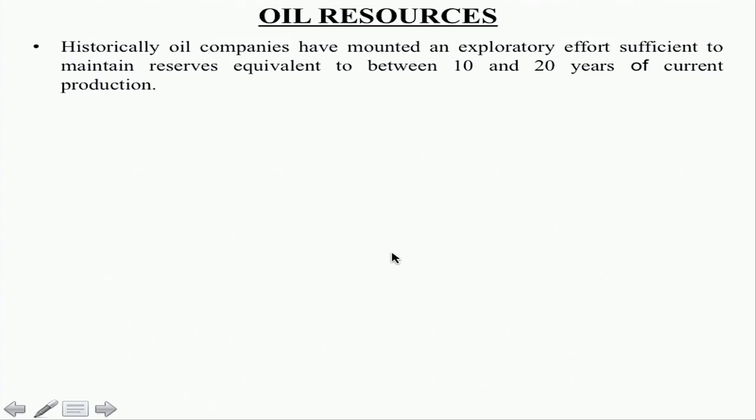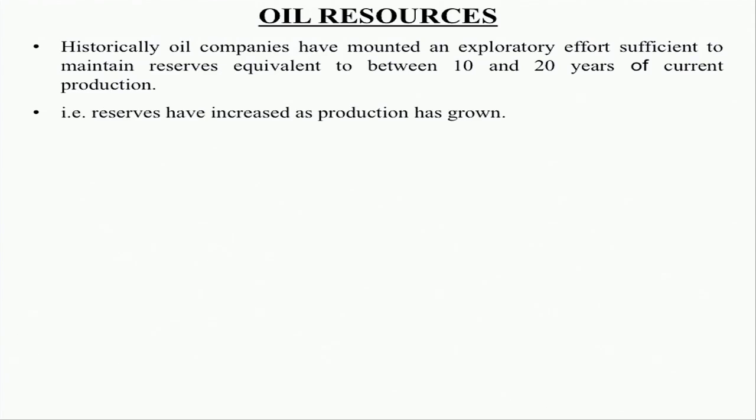Now, if we use oil as our example here, historically oil companies have tended to mount a continuous global exploratory effort, and they do that so they can maintain reserves of oil equivalent to between 10 and 20 years of current production. And you'll see from the following graphs that production always tends to peak around about 10 to 20 years after initial discovery of the field, depending upon the size of the field. In other words, what we're saying is that the reserves increase as production grows.